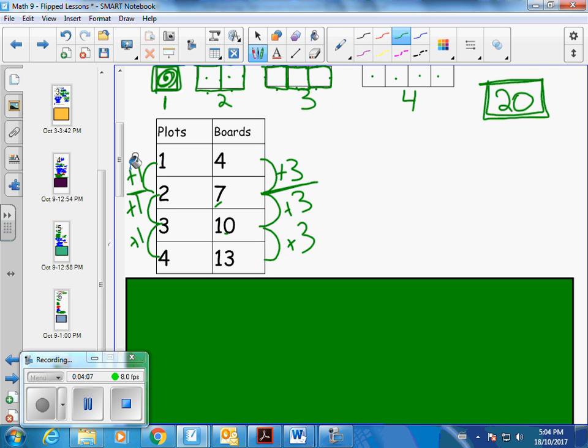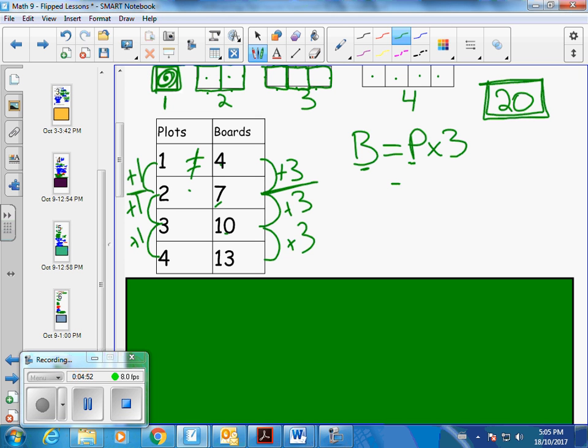Okay, so my boards are going to equal the number of plots. And then I need to have some sort of relationship that explains how many boards are going to be for each plot. Now I know that my boards are not exactly equal to my plots, right? 4 is not equal to 1. So I need to find a way to manipulate this. So let's go ahead and just start throwing things at the wall and see. What happens if we multiply this by 3?